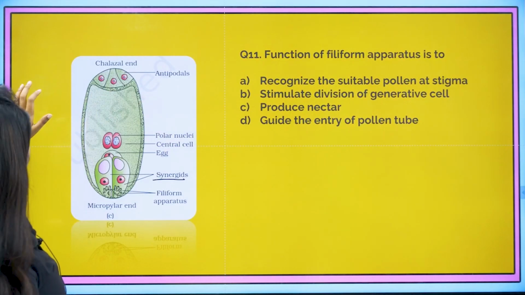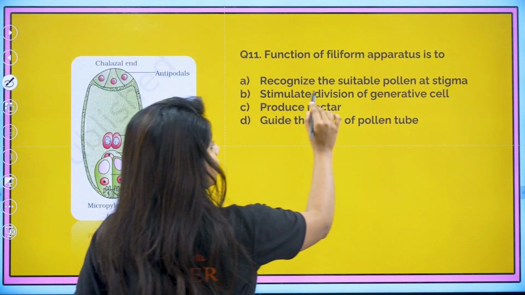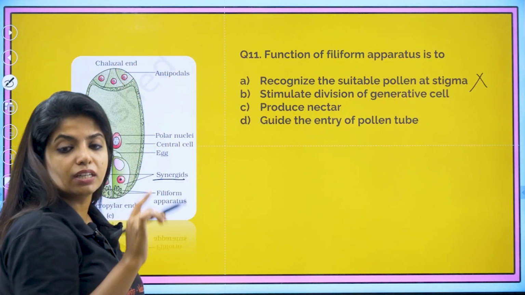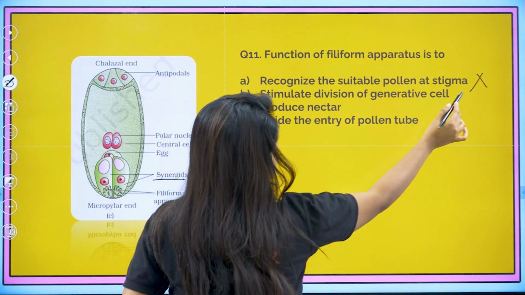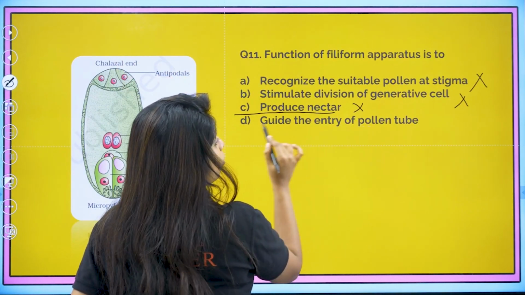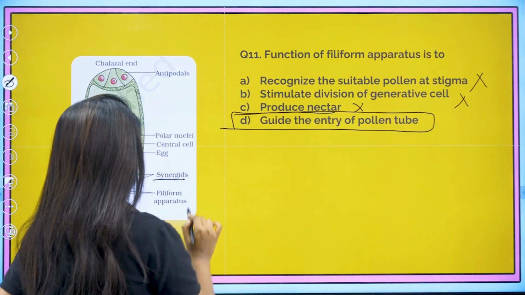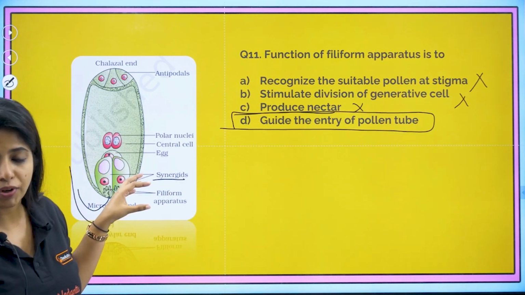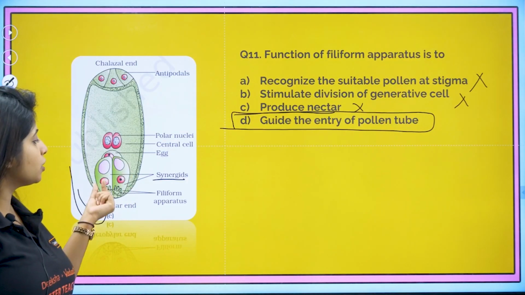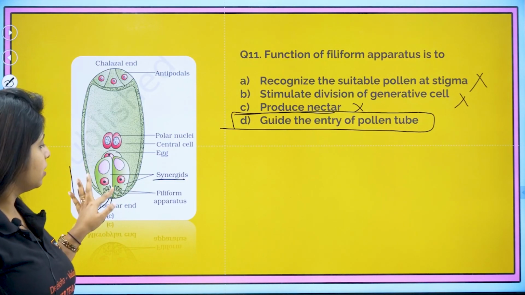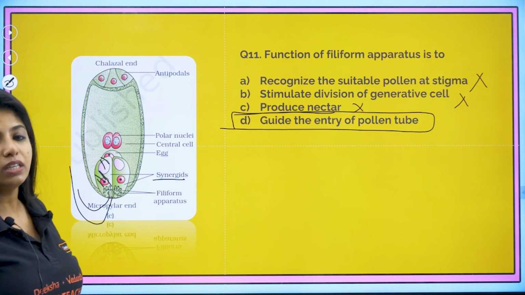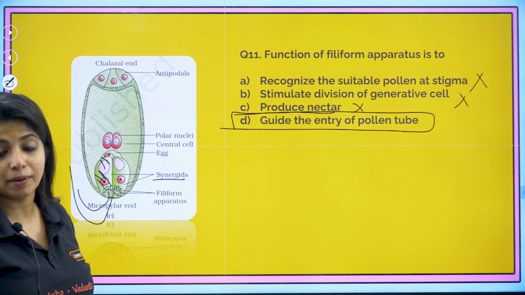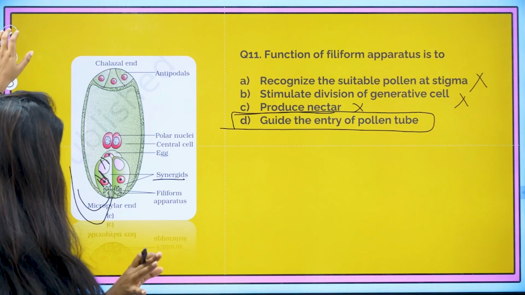So what is the function of the filiform apparatus? Now, you tell me. To recognize the suitable pollen on the stigma? No, the stigma is at a very distant position. Stimulate division of generative cells? No. Produce nectar? No. Guide the entry of what? The pollen tube. The pollen tube would be coming through it. And you know what? This is the best friendship story out there. Because the pollen tube is coming through a synergid, one synergid gets disintegrated, my dear children. One synergid gives away its life for its friend, that is the egg cell, the female gamete. But you don't need to give your life for any friend out there.